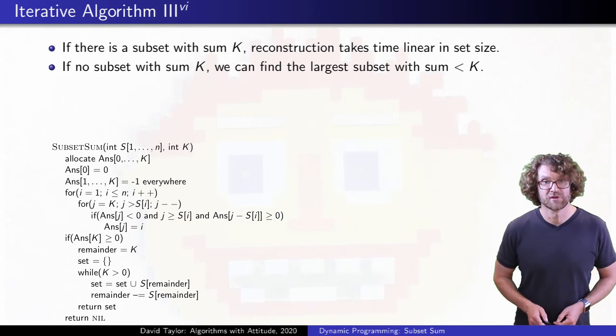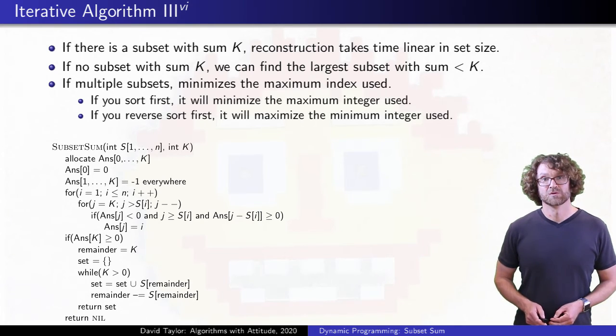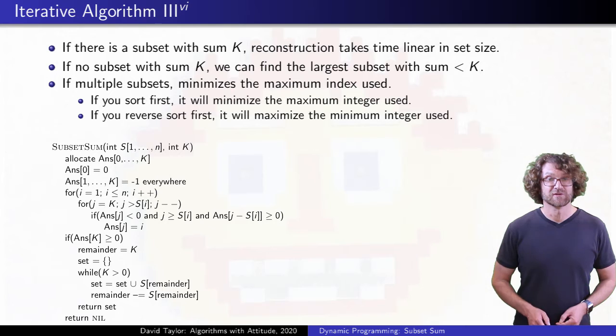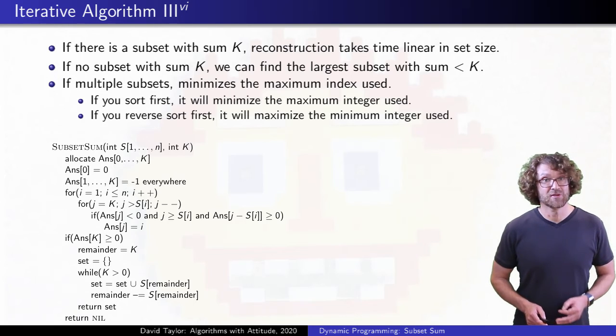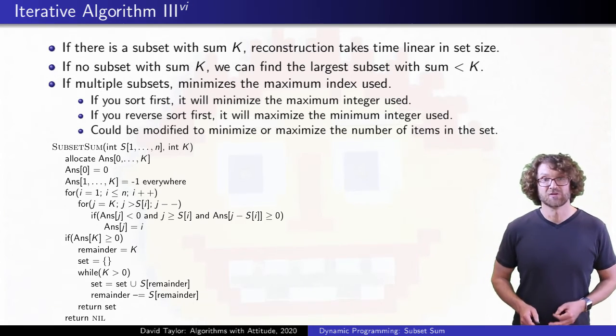If there are multiple subsets with the sum, this code will give you the one that minimizes the maximum index of any integer used in the subset. If you sorted the set first, it would minimize the maximum integer used. Or if you reverse sorted, it would maximize the minimum integer used. You could also modify it, store the number of items used in another array, and use that to maximize or minimize the number of items in the set you find with the target sum.